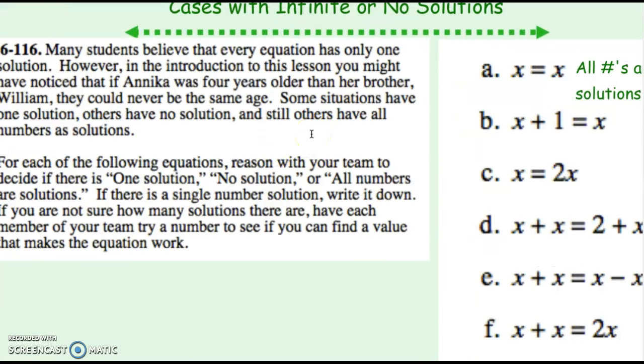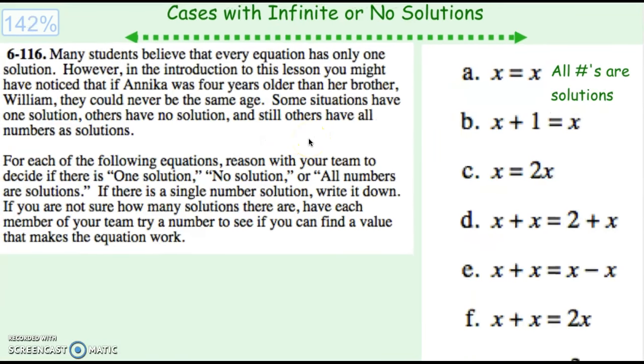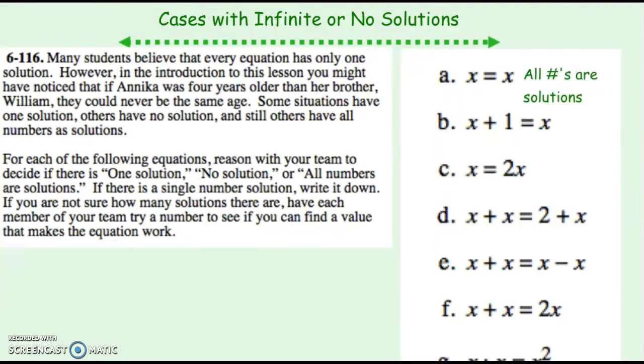Then B, I don't know what's going on. Let me see if I can get that smaller. Okay, there we go. B says x plus 1 equals x. So I'm going to think about this one like the first example they gave. If I have x be 10, this would be 10 plus 1 equals 11 equals 10. That wouldn't be true. And if I think about it, there's never a time where I could add 1 to a number and have it still be the same. So in this case, there would be no solutions.